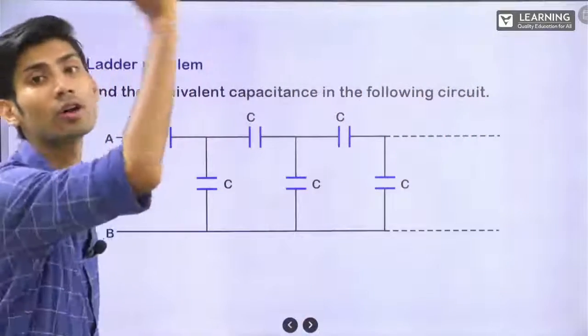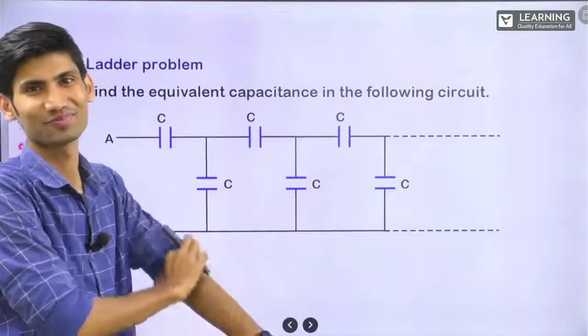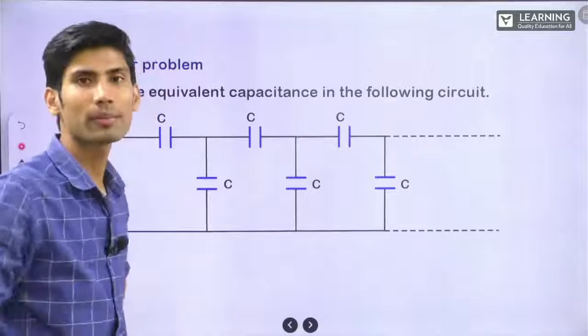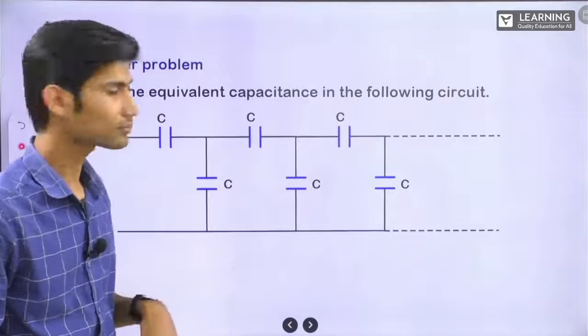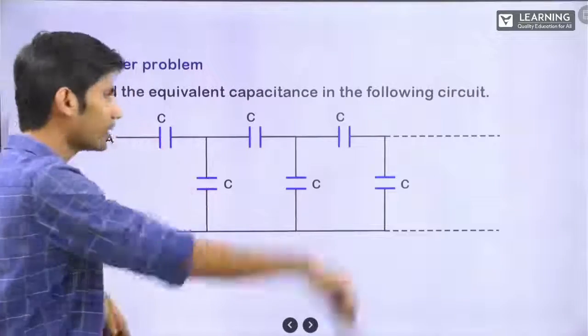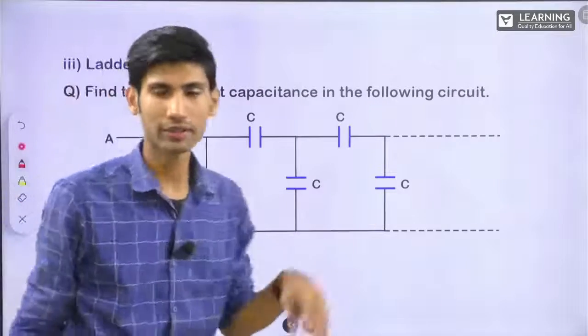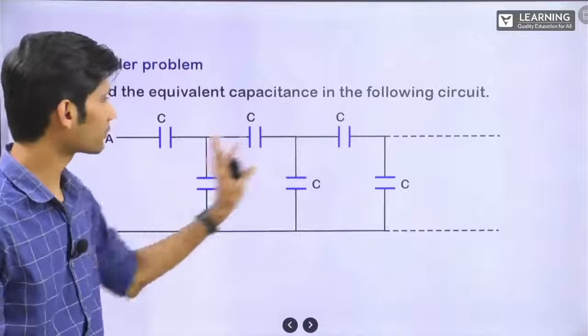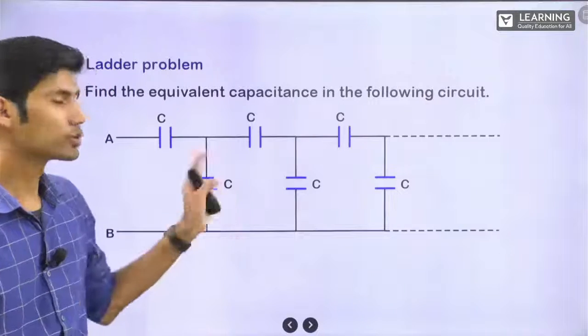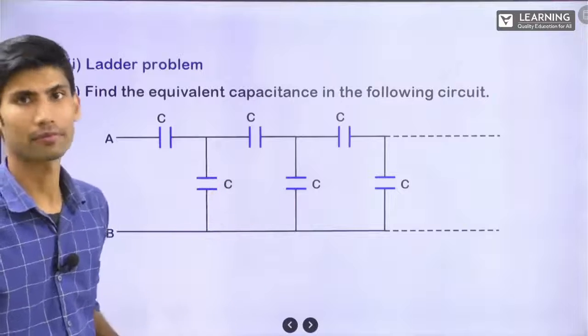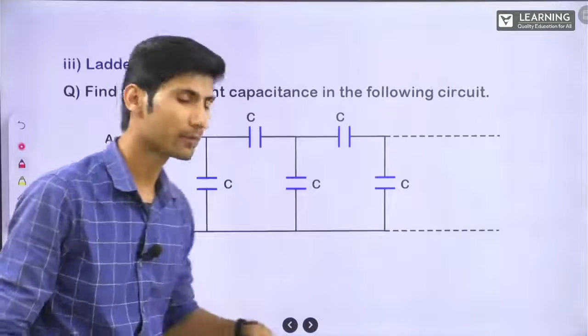It's an infinitely long circuit. How will you do this? We don't know the number of capacitors. How will we do this? See here. Whenever you get this kind of question, infinite, there will be some kind of series which will be forming. We need to see that. Some kind of symmetry will be there. We need to see that. Now see the symmetry here.